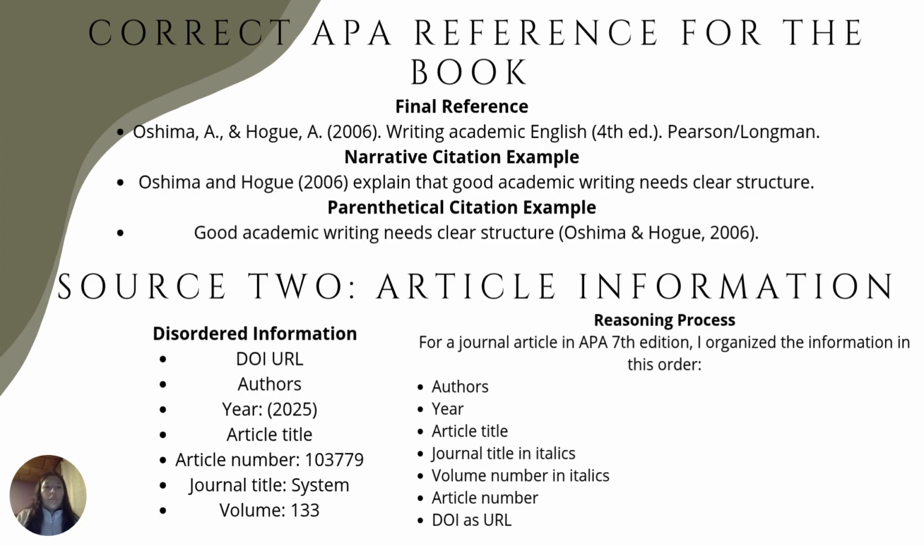For this part, the process for the journal in APA 7th edition, the order is authors, year, article title, journal title, volume and number, article number, and finally the DOI. The DOI is very important because it can help to verify a good document or good article, a good work, for other people.